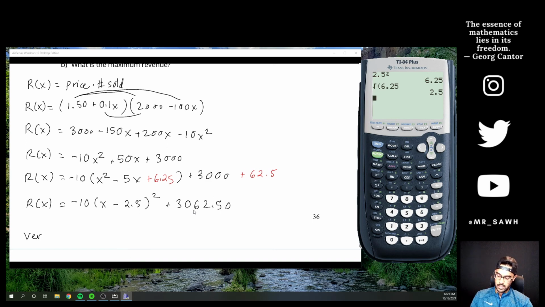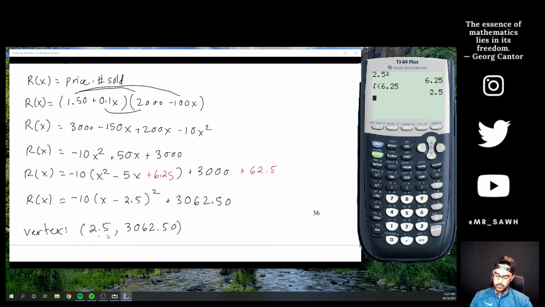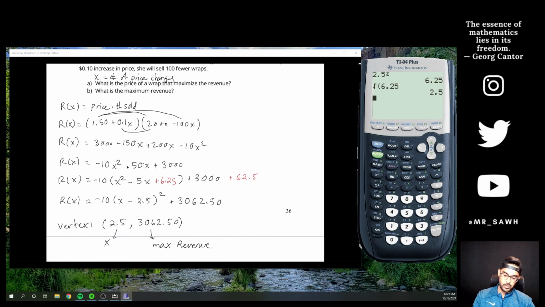Find your vertex again. So 2.5 and then 3062.50. And again, the vertex is going to tell you your variable you defined for x, so our number of price changes. This is going to tell you your maximum revenue. Okay, so I know what the revenue is. In order to find the price, the new selling price represented by $1.50 plus 0.1 times x.